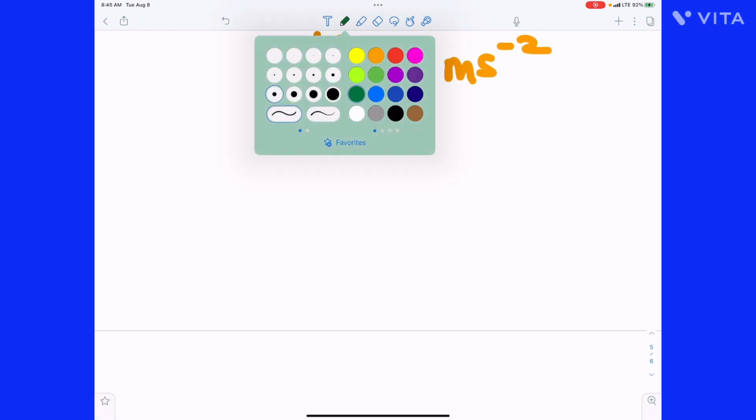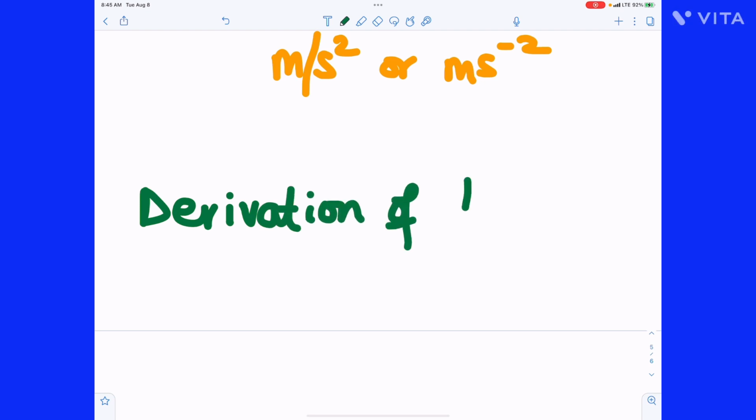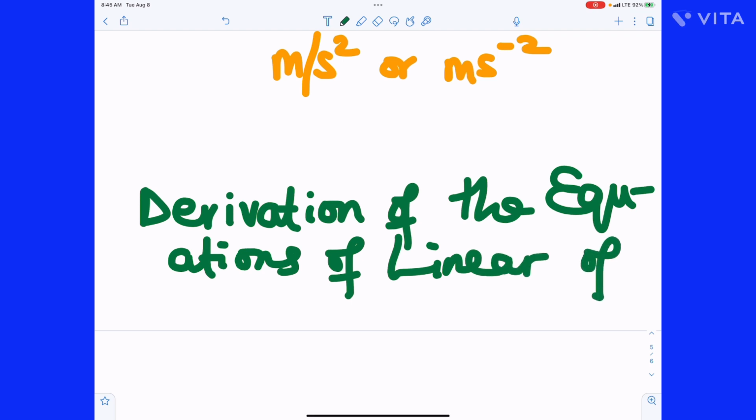Let's continue. Okay, I think that's all. Let's now go to the derivation of the equations of linear motion.